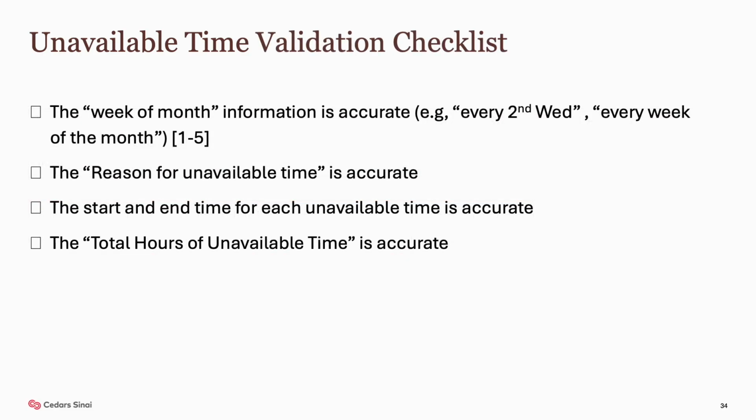That wraps up the unavailable time section, so let's go over the validation checklist. When reviewing this section, make sure the week of month information is accurate, the reason for unavailable time is accurate, the start and end time for each unavailable time is accurate, and that the total hours of unavailable time is accurate.